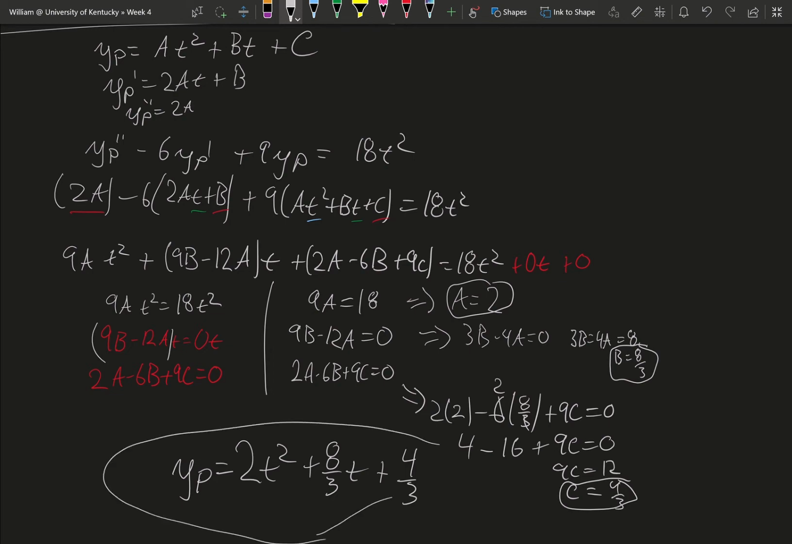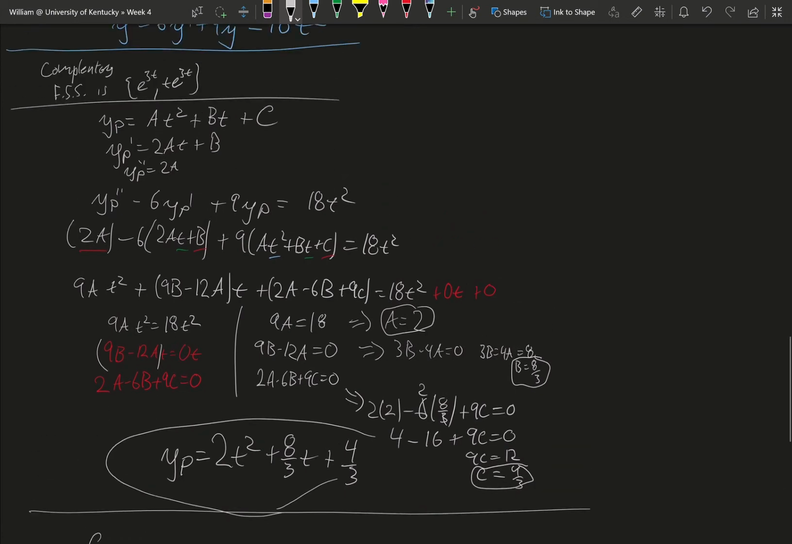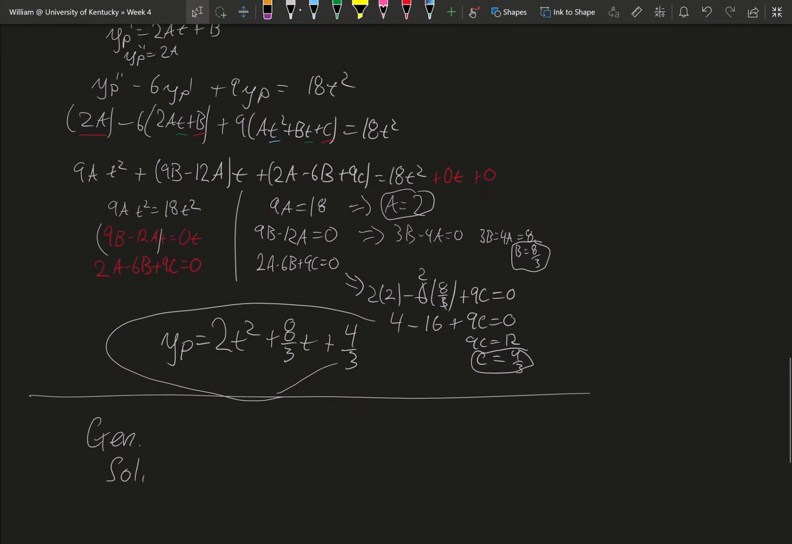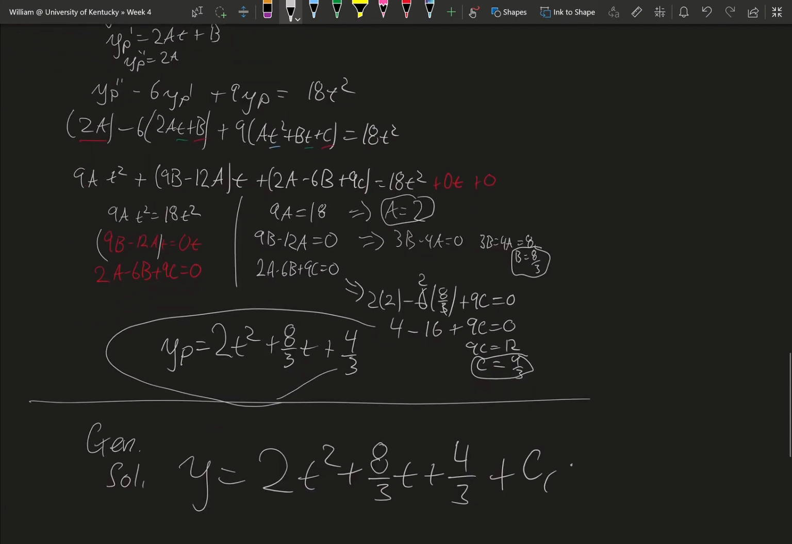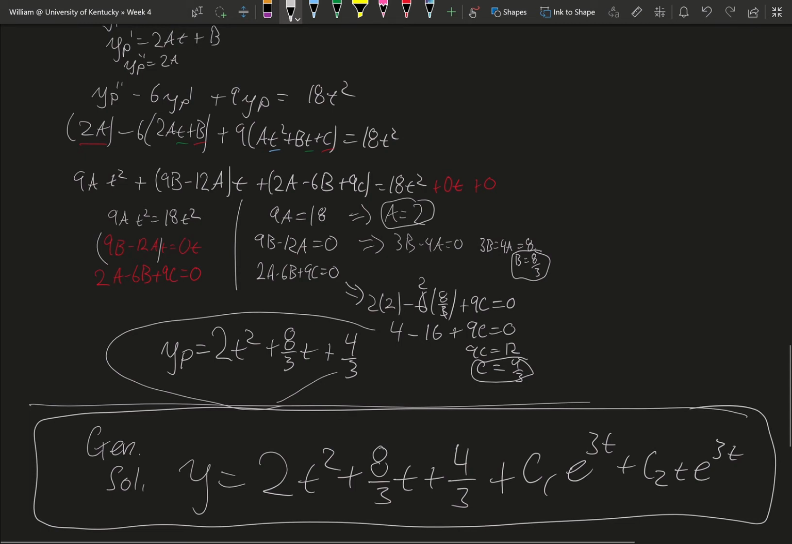So still not done yet, right? This is just our particular solution, and our general solution is this plus the terms coming from our fundamental set of solutions. We had e to the 3t. All right.